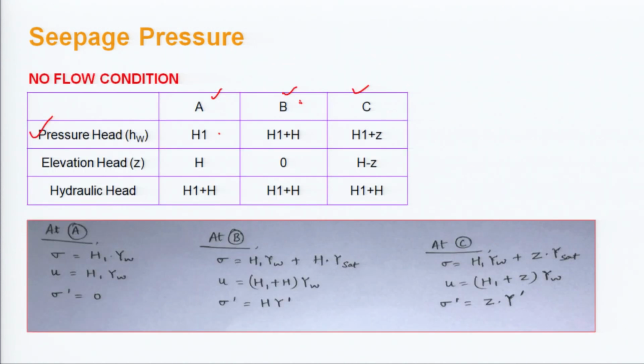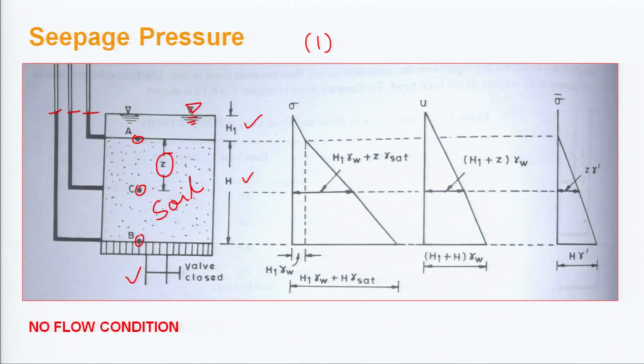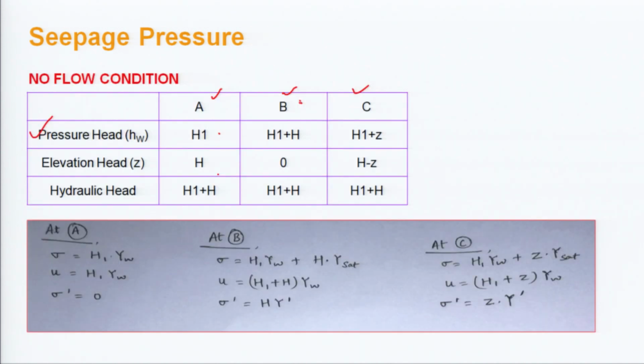Then if we talk about elevation head, if we consider this as the datum, it is very important here that we consider this as the datum. So this is at 0 height, so it is 0. At this point A, it is the total height. For A, the elevation head will be h, this value. For C, it will be h minus z, that is this. When we add these two values, we get the total head for the different points.